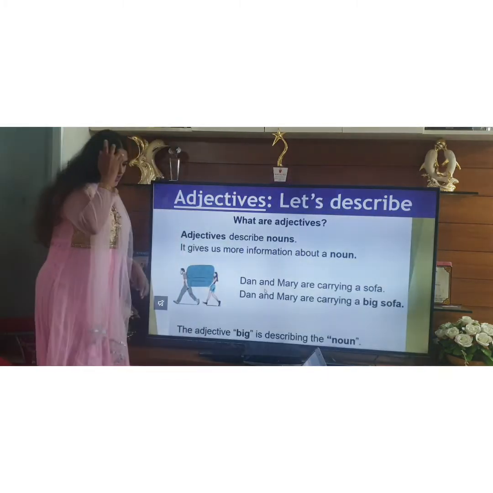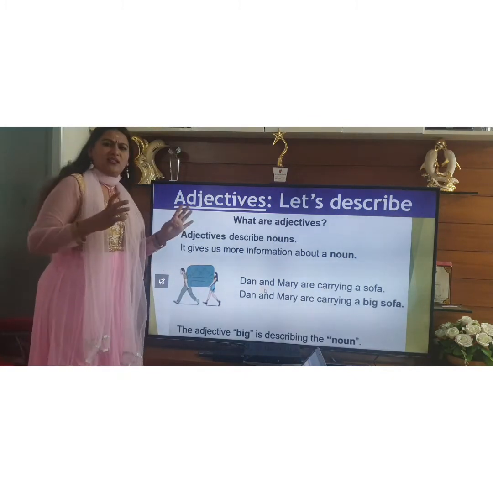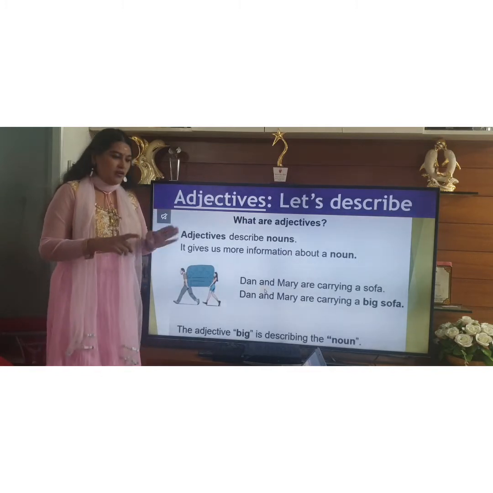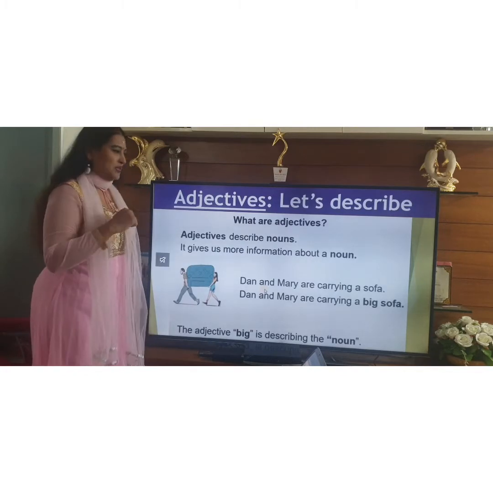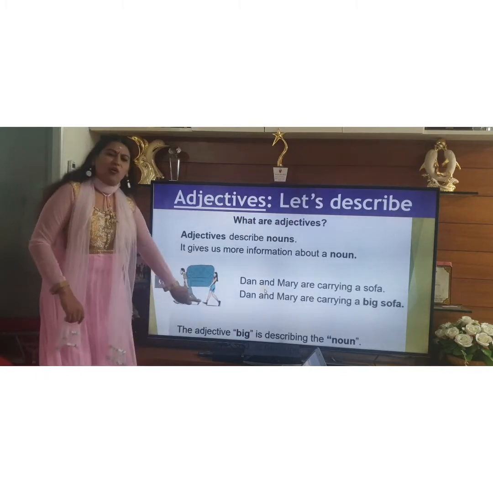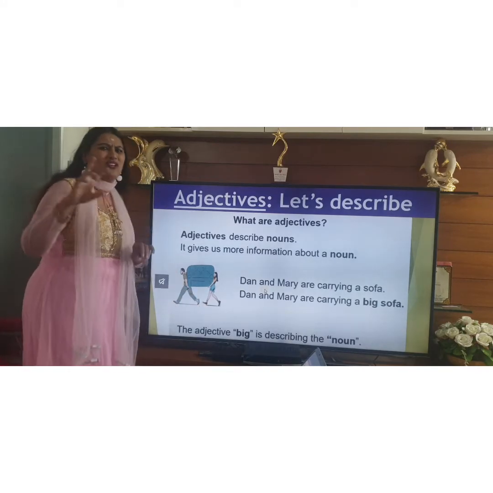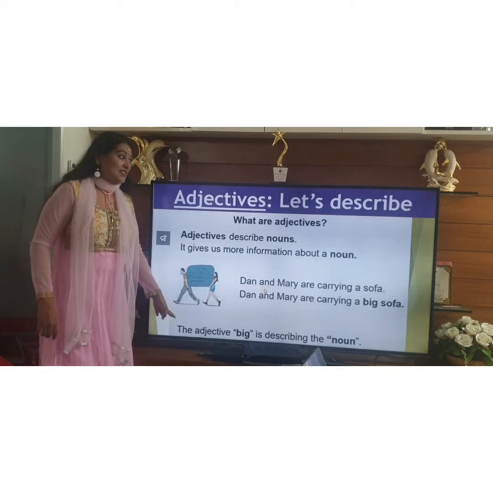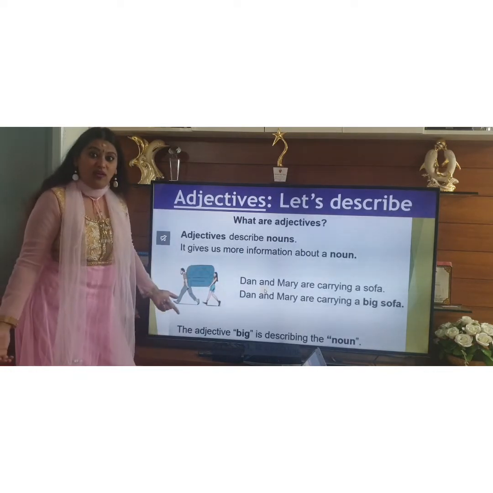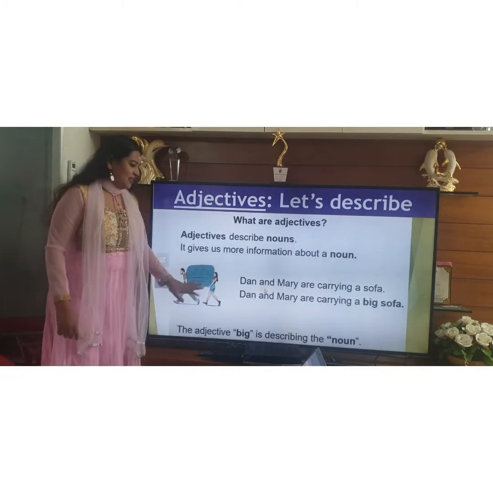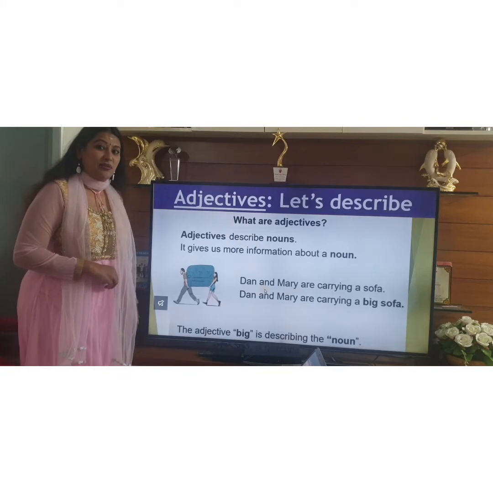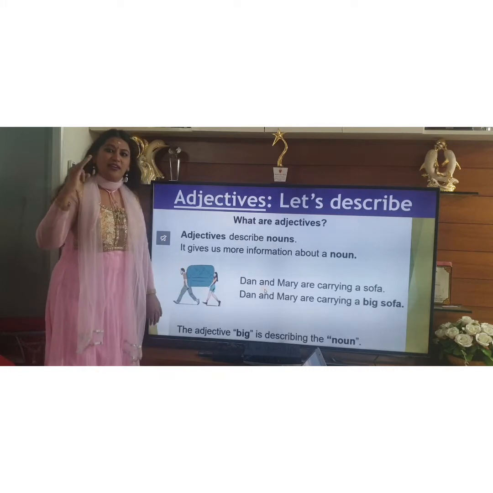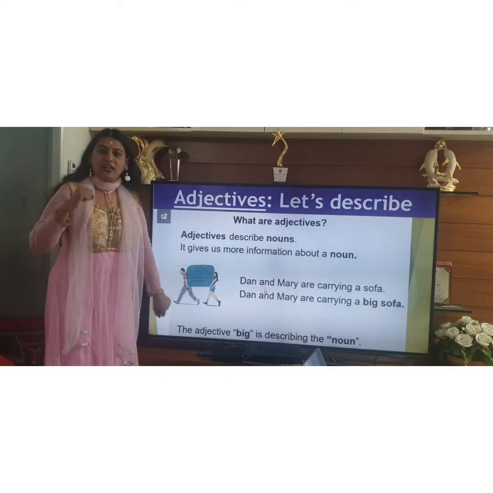Next, let's see 2 examples. We just shared that this is how you can describe a particular name, place, thing, animal. But how? Let's see one of the examples. What does the picture say here? What you can see is that 2 people are carrying a sofa. By reading, we get to know what's there. It says Dan and Mary are carrying a sofa. So what are the 3 things that are reflecting here? Dan, Mary and sofa, right? All 3 are nouns.